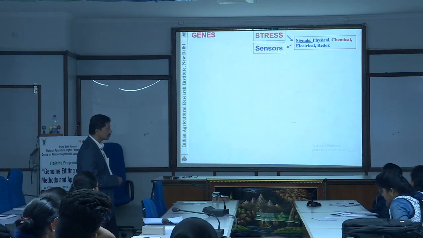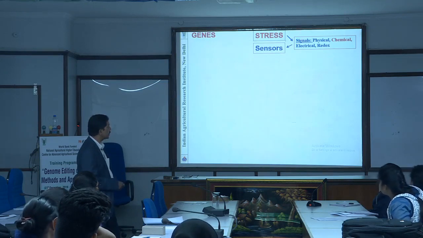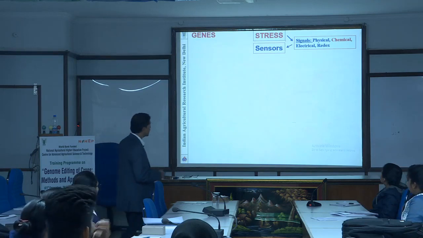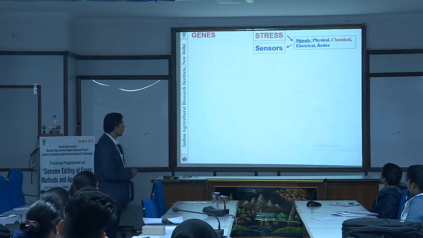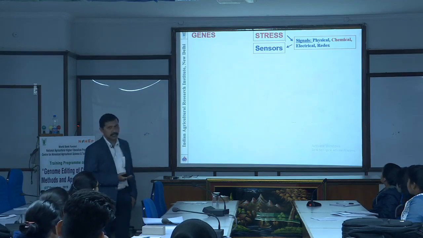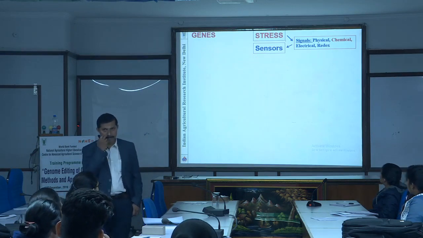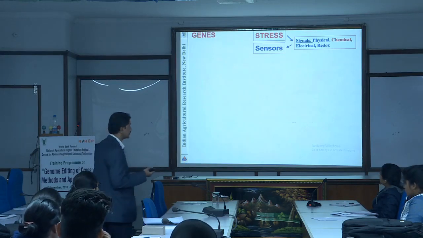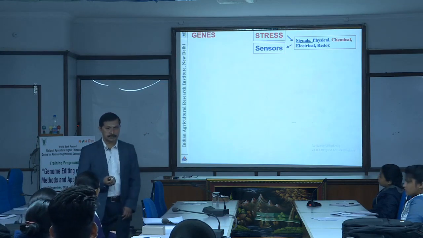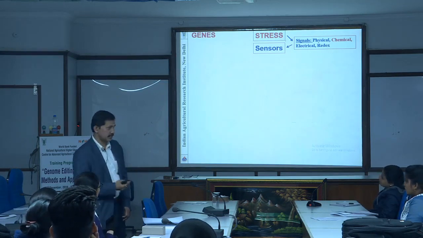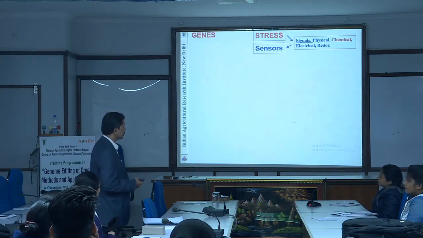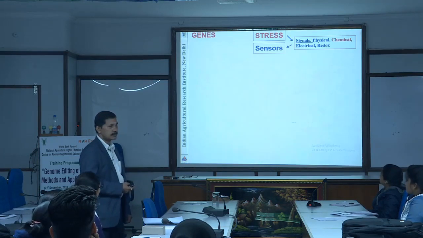Any stress is going to produce some signal. How will the plant know? It has to have some physical, chemical, electrical, or redox signal. Some signal should be there from the stress. So if water is not there, what signal does a plant get? Wilting is a response. What is the signal? Closing of stomata is a response. ABA is okay, it is a secondary signal.